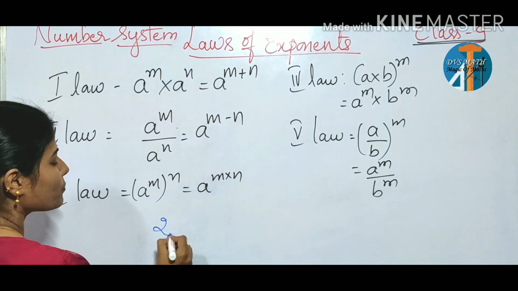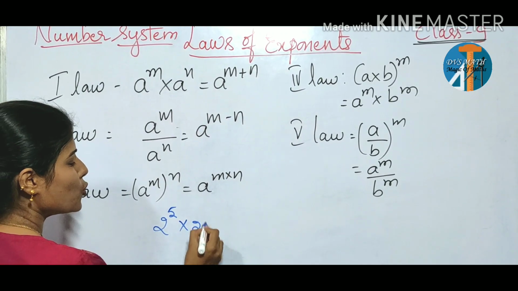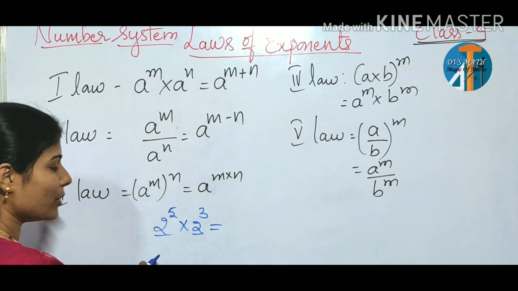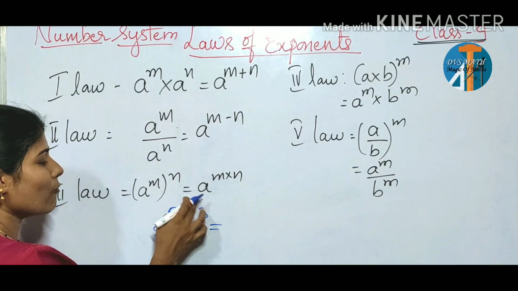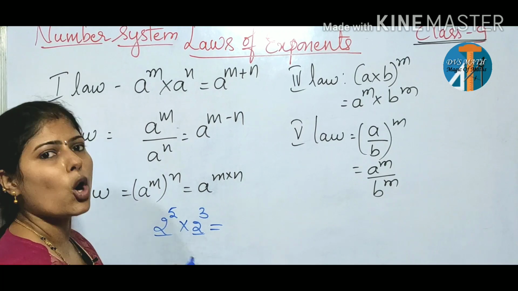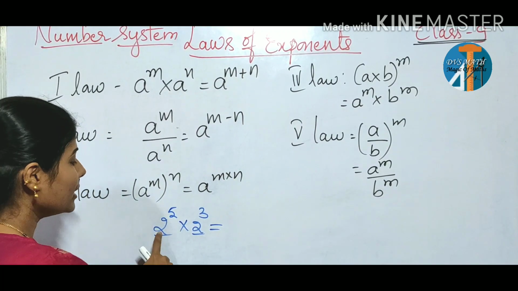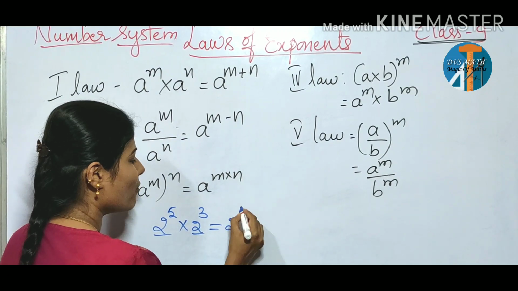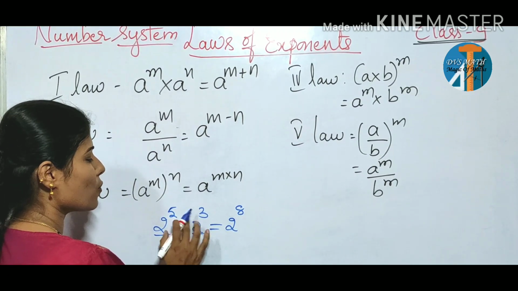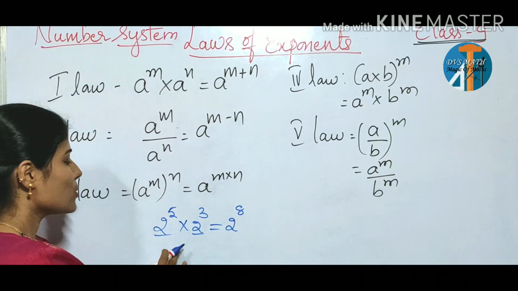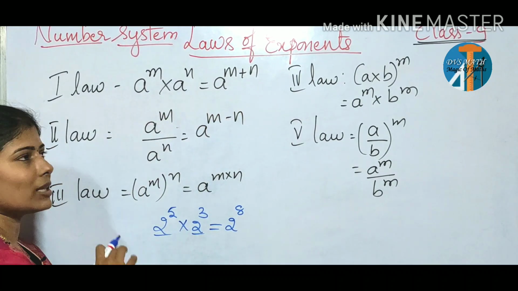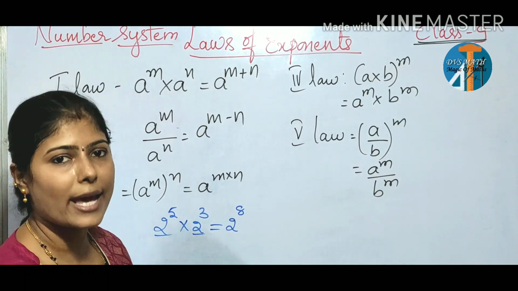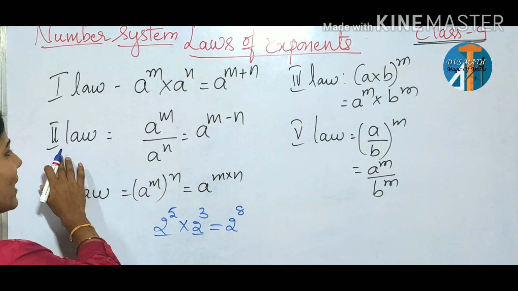Observe, if I consider 2 power 5 into 2 power 3. Here the base is the same, 2. The bases are the same while the power may be the same or different, but here the base should be the same in this first law. So at that time what can I write? 2 power 8, 5 plus 3, so 5 plus 3 is 8. So this is about the first law, that is A power m into A power n is equal to A power m plus n. So let me go for the second law.